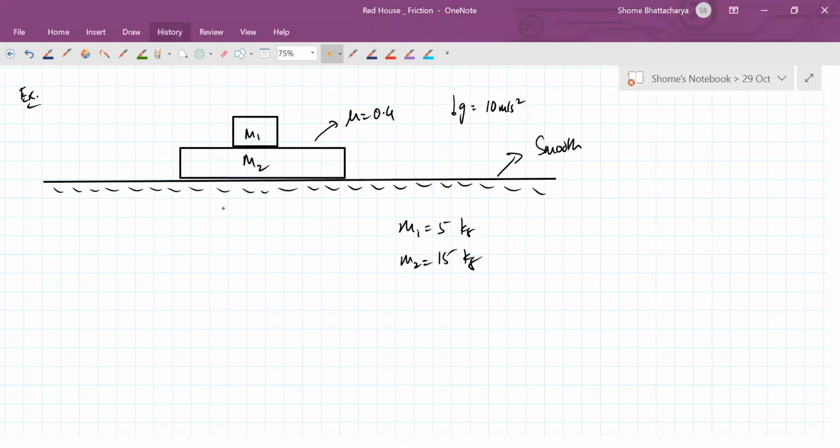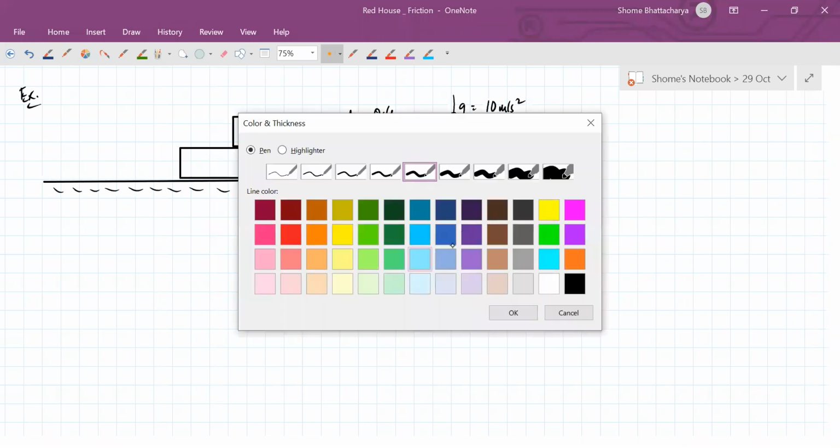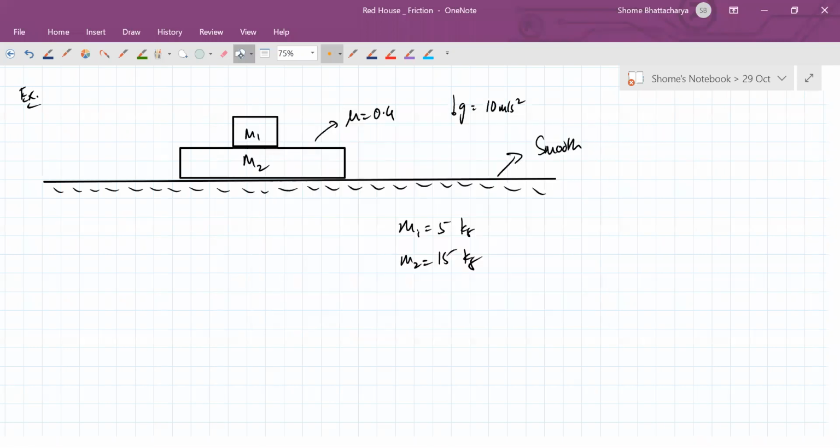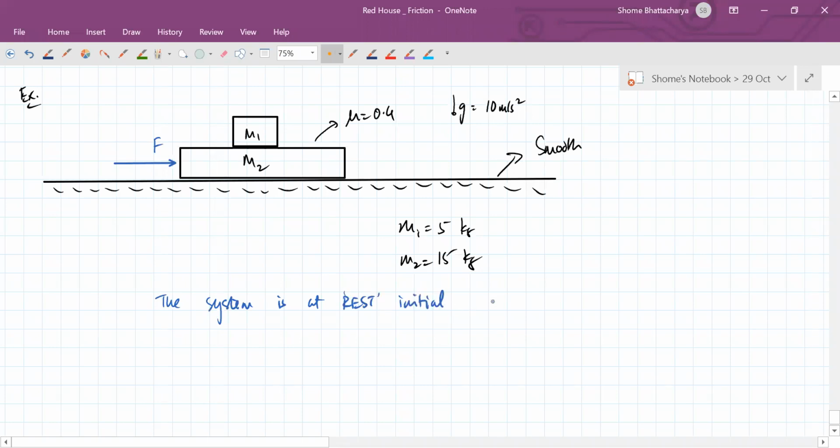Okay. And the system is at rest initially, but we apply a force horizontally on M2 to make it start moving. So the system is at rest initially, and a horizontal force F is applied, as shown. Now we have to find their accelerations.